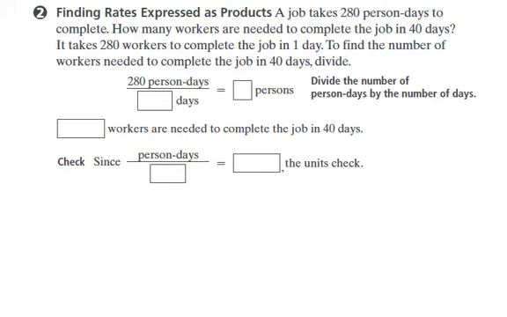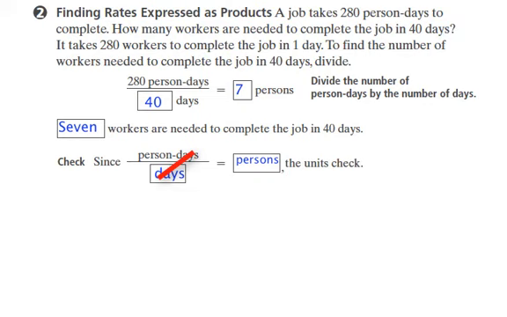So we're going to take 280 person days and divide by 40 days. 280 divided by 40 is 7 persons. 7 workers are needed to complete the job in 40 days. You can check it by just using the labels. Person days over days. The days would cancel each other out, so you're left with persons. So persons is what we were looking for. So the units check out.